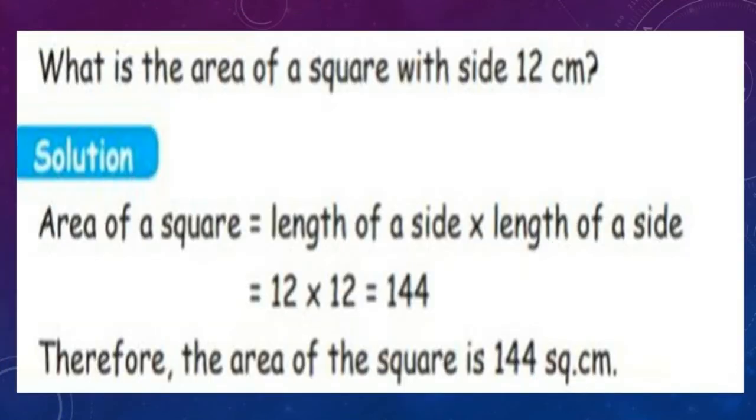Next we are going to see area of the square. Area of the square formula equal to length of a side into length of a side. Because all the sides, the length will be equal in square. So, the first question, what is the area of square with side 12 centimeter? So, we know area of the square equal to length of a side into length of a side. That means length they have given 12 centimeter. 12 into 12, we will get the answer 144. So the area of the square is 144 square centimeter.